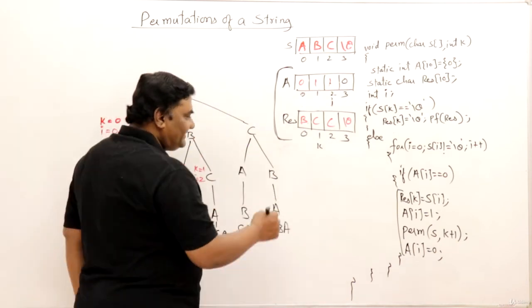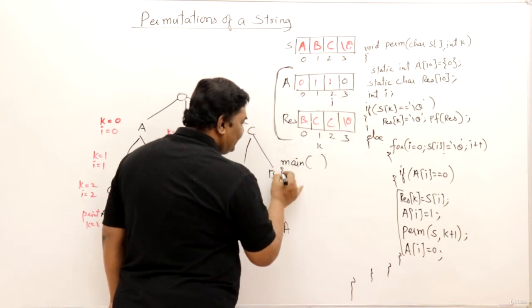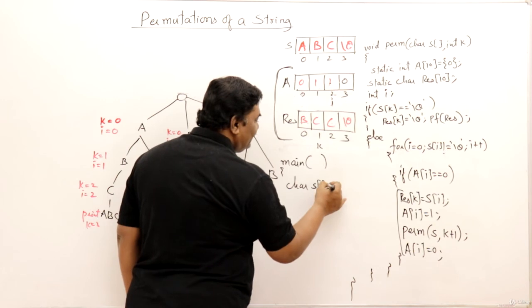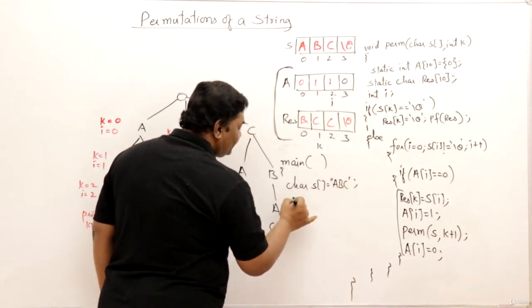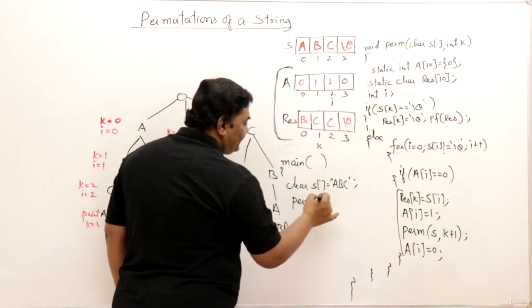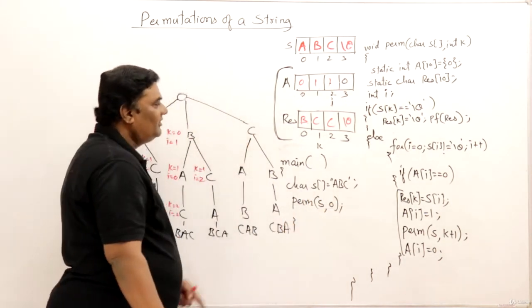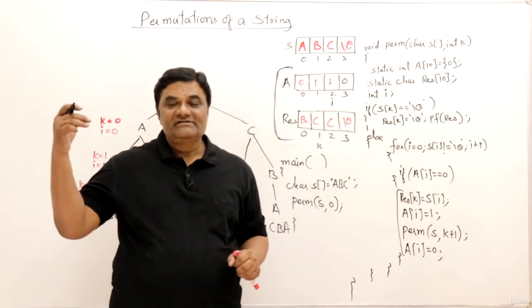And if you want to call this function from the main function, if inside main you have a character string s with letters a, b, c in it, then call this function perm by sending s and the starting value of k as 0. It will print all the permutations. So that's all. This is the procedure.